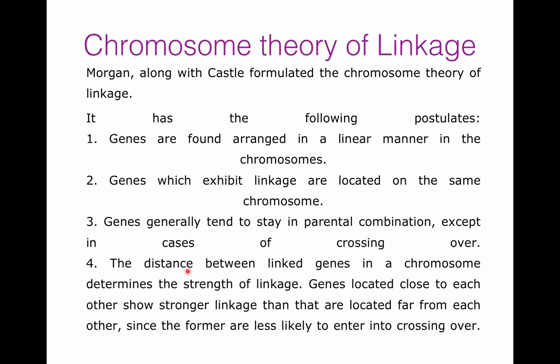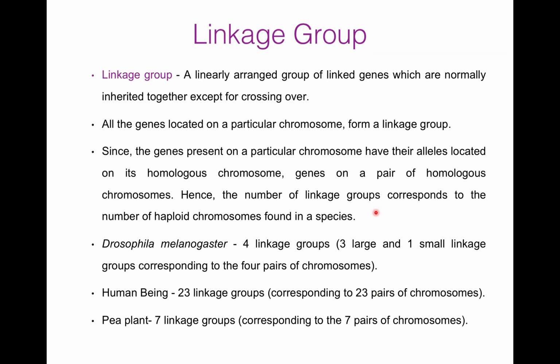The distance between linked genes in a chromosome determines the strength of linkage. Genes located close to each other show stronger linkage than those located far from each other, since the former are less likely to undergo crossing over. Just as I discussed. Then what is a linkage group? A linearly arranged group of linked genes which are normally united together except for crossing over. All the genes located on a particular chromosome form a linkage group.